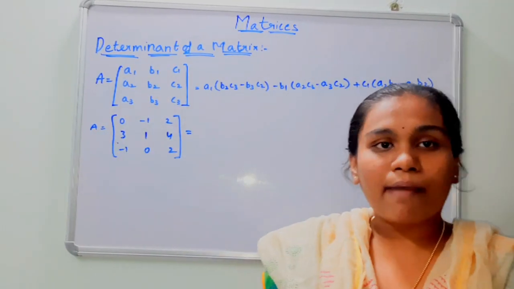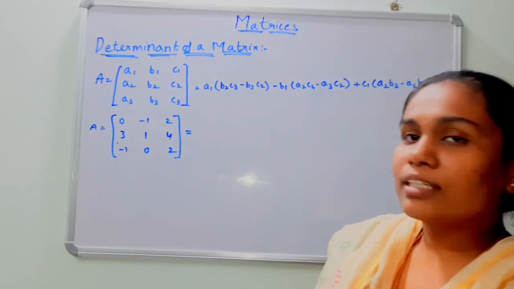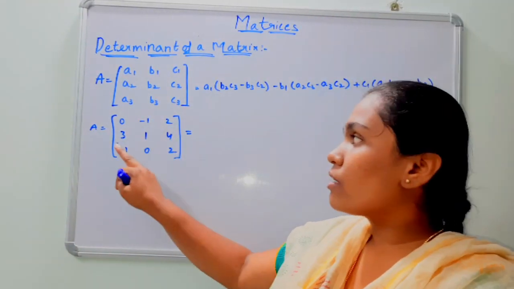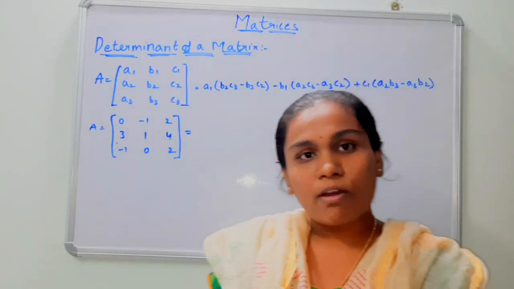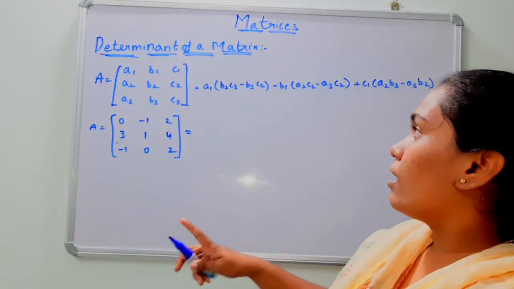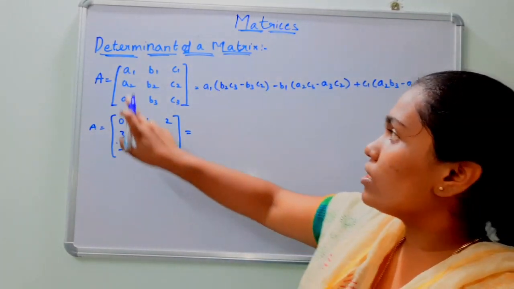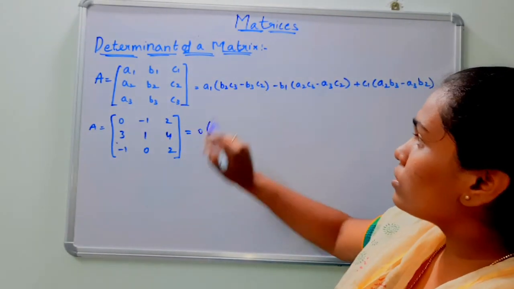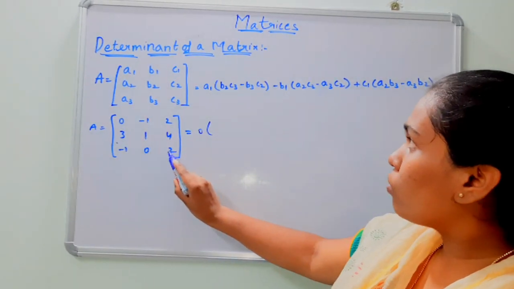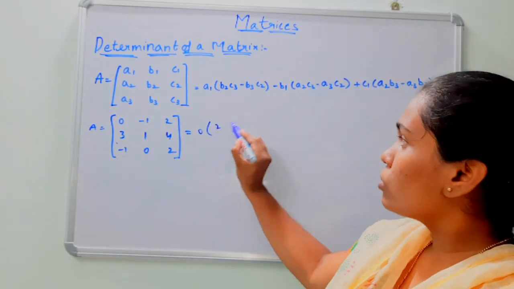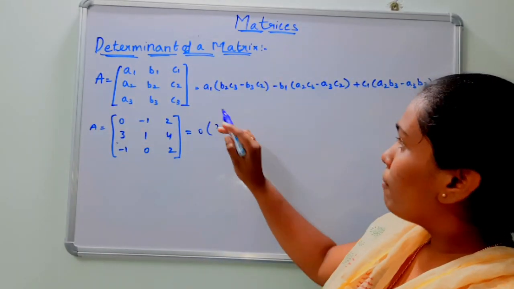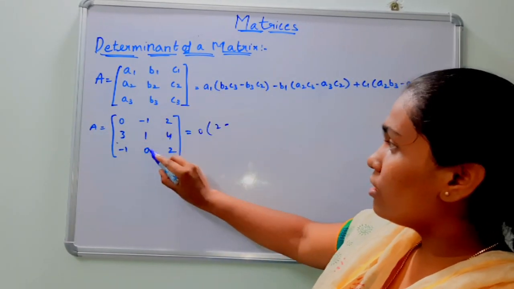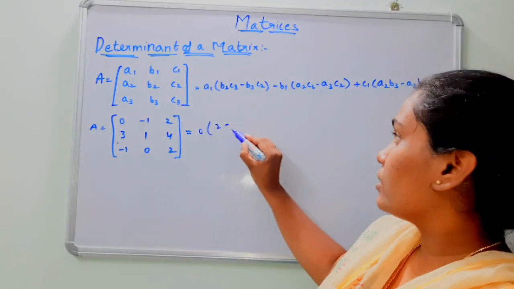Here we have been given a matrix A. What is matrix A? 0, 1, minus 1, 2, 3, 1, 4, minus 1, 0, 2. Let's check. What is A1 here? A1 is 0 into B2 C3, 1 into 2, how much? 2, minus B3 C2, 0 into 4 is 0.